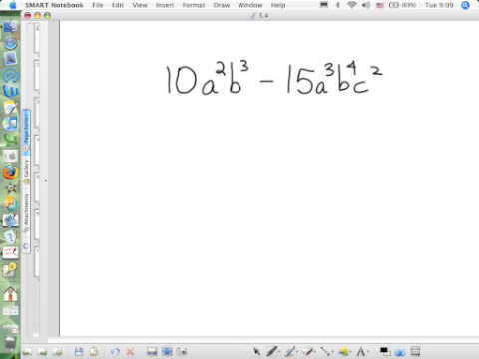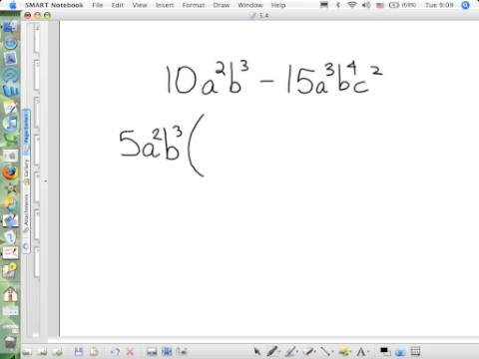If we add numbers in front, the number part's easy. You're basically asking yourself what goes into 10 and 5. What's the biggest number that goes into 10 and 5? 5. Now for the letters, I need only letters that are common to both. Which letters? A squared, B cubed. Very good. Take the smallest exponent.